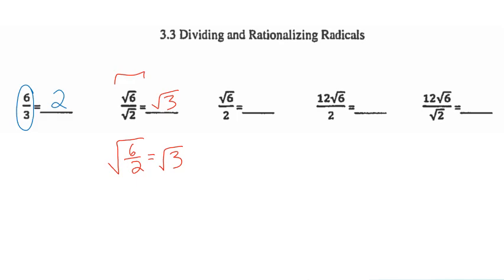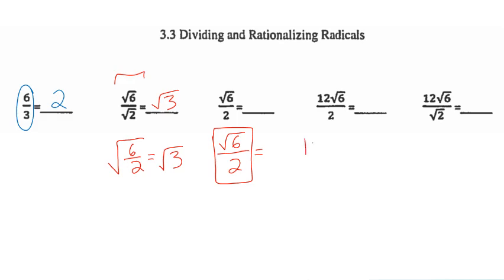The third problem looks really similar, but it's actually kind of different. Root 6 over 2, since they're not both under a radical, this is as far as we can go, right? Because 6 and root 6 are different, and that 2 is not under a radical. So our answer for that third one would just stay as it is, root 6 over 2.